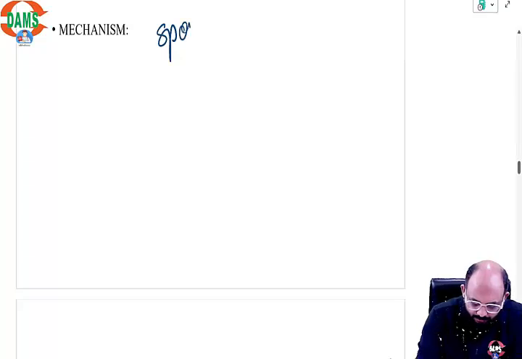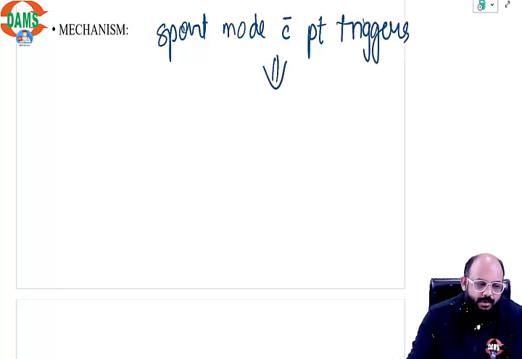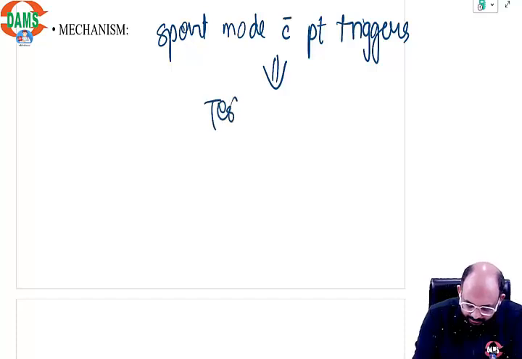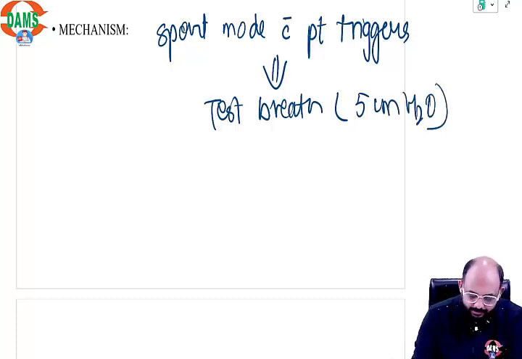Let's look at the mechanism. So it's a spontaneous mode with patient triggers the breath. What will happen initially? There will be a test breath that will be at 5 centimeters of water, and then the pressure is increased slowly.